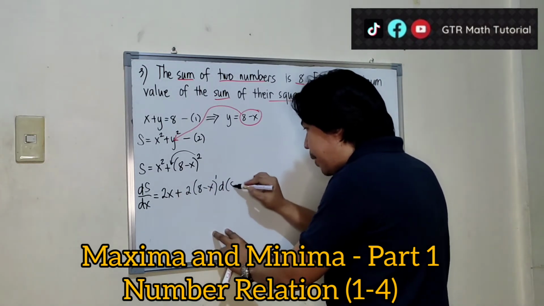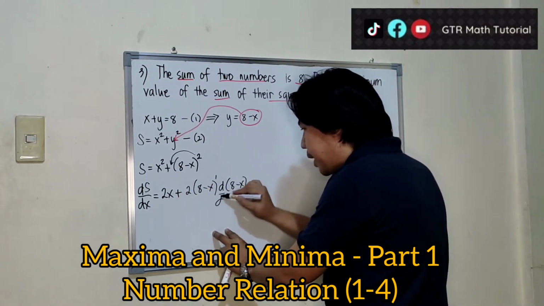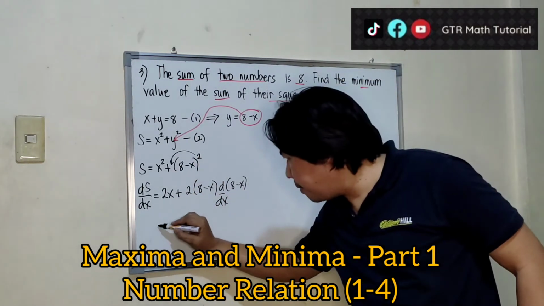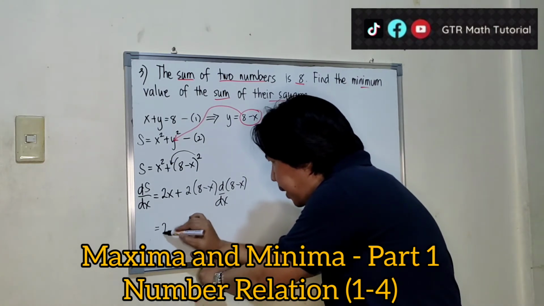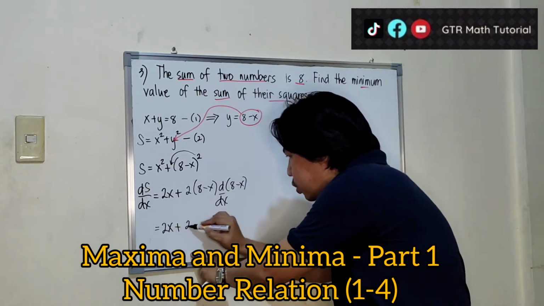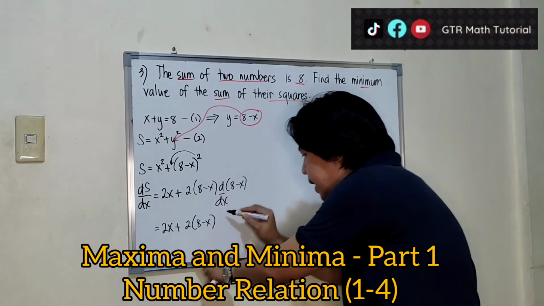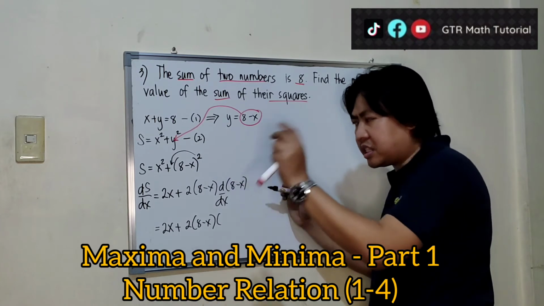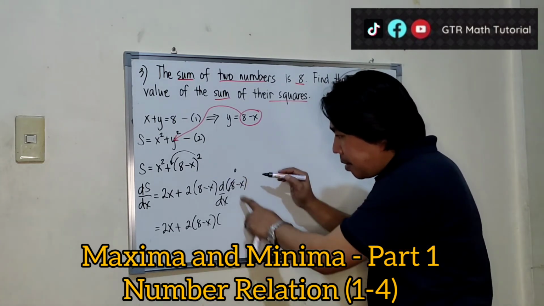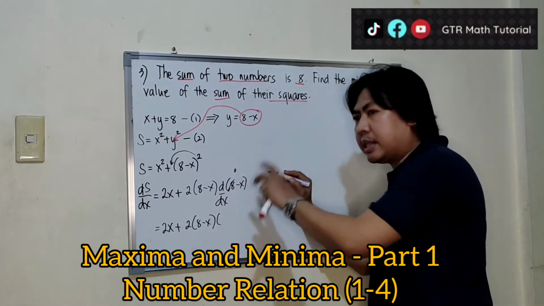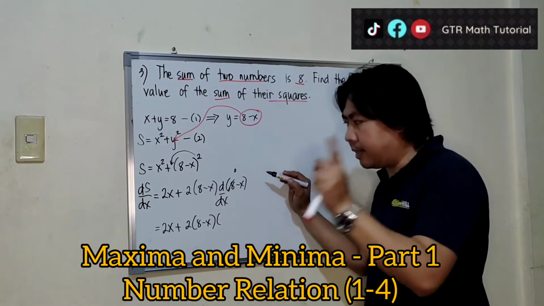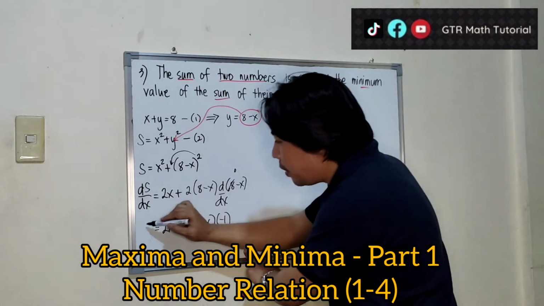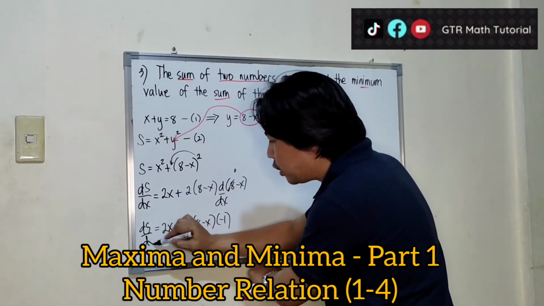So derivative of 8 minus x with respect to x. So no need to write this one. Okay, so therefore we have, just copy, 2x plus 2 times 8 minus x times derivative of 8 minus x. The derivative of 8, that is constant, so the derivative of this is 0. Minus the derivative of x, so the derivative of x with respect to x is 1. Since we have negative, so negative 1. Okay, so that is our derivative of s with respect to x.